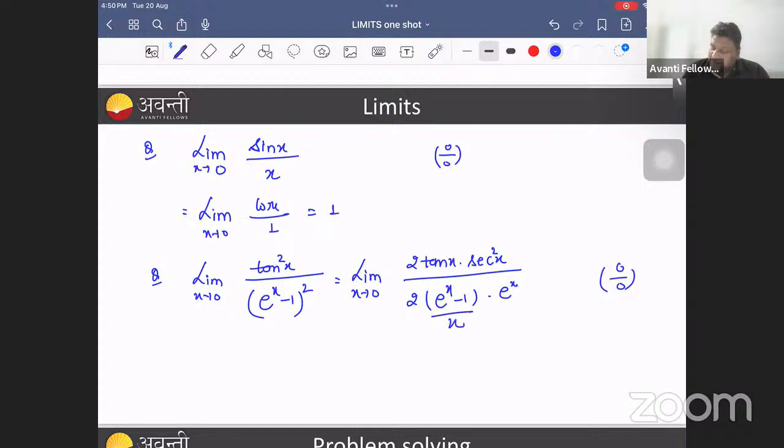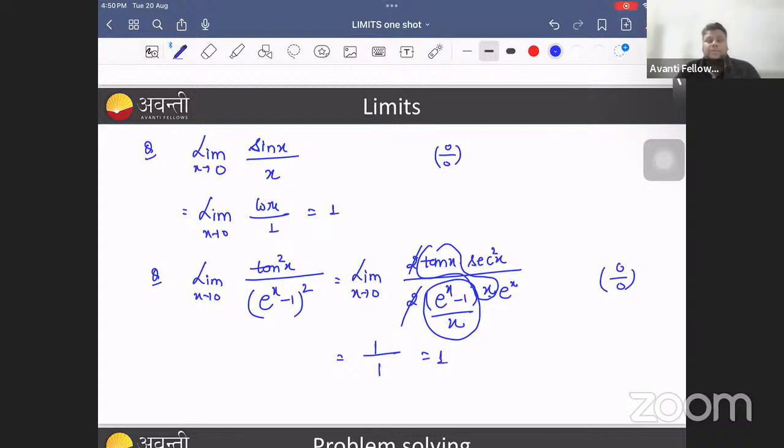Now divide by x, multiply by x in the denominator. e to the power x minus 1 upon x, that is 1. Tan x upon x, that is 1. Now this 2 also cancelled. So as x approaches 0, the answer will be sec 0, which is 1, upon e to the power 0, which is 1. Answer is.